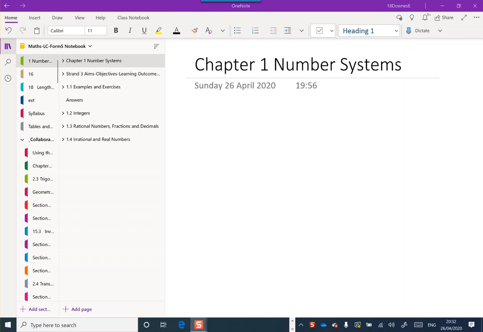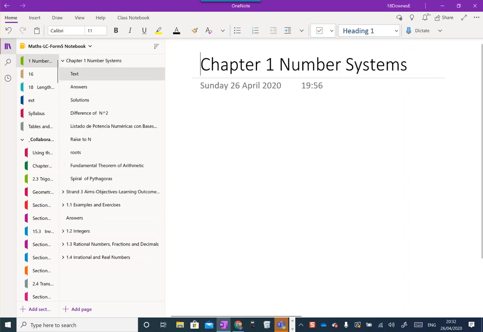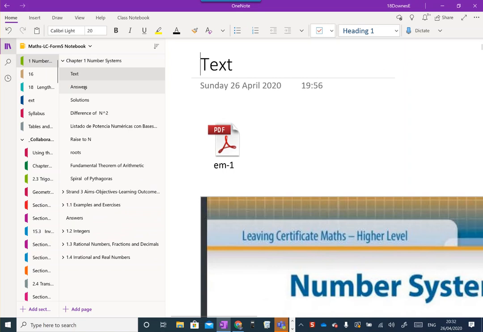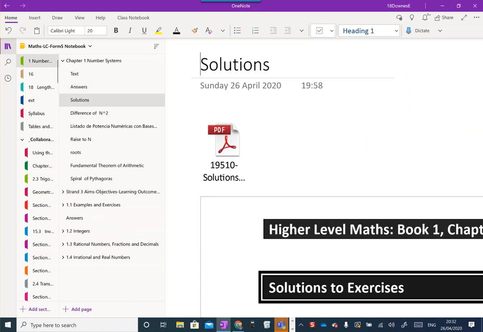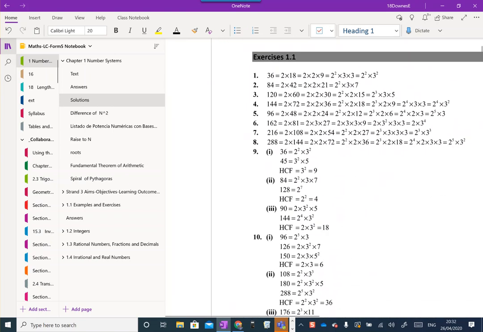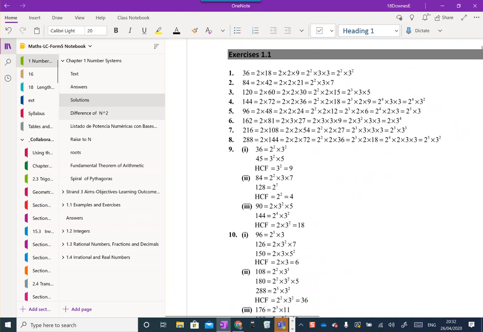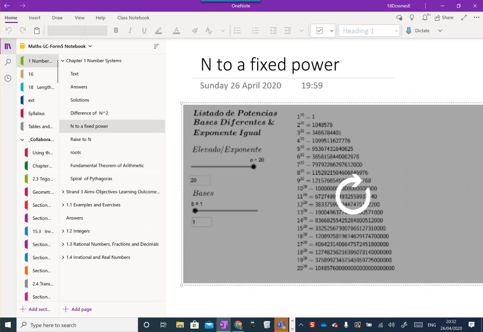Okay, welcome back. So we're just going to browse through chapter 1. So you've got your text, the answers to the text, which you can jump into quite quickly, more detailed solutions, and much of them are not a waste of time looking at compared to your own work. Some interesting applets, looking at the difference of two natural numbers, the square of natural numbers, looking at a series of natural numbers through a fixed power.